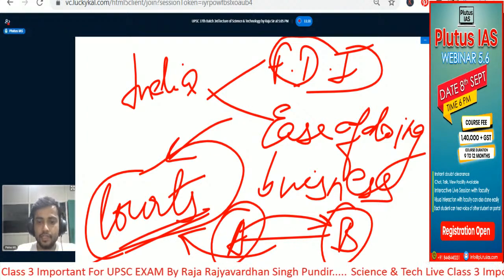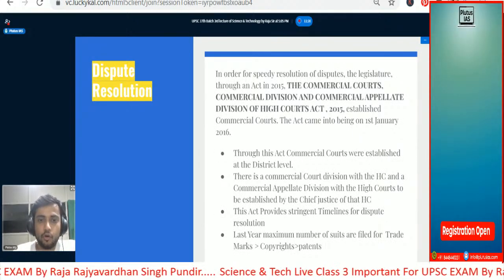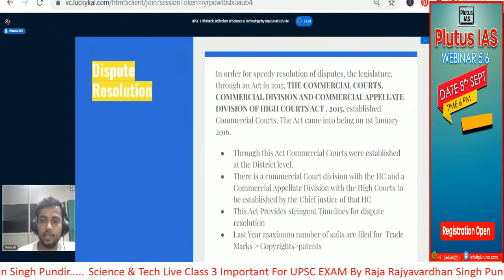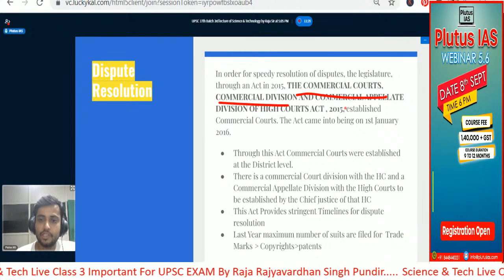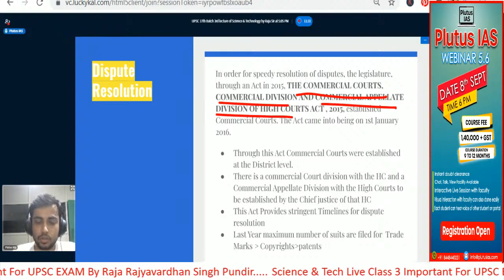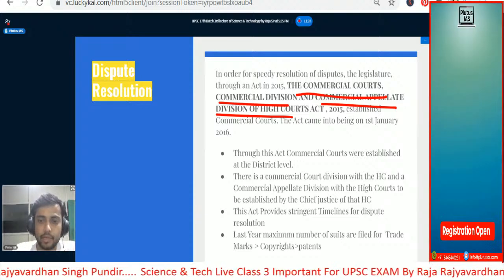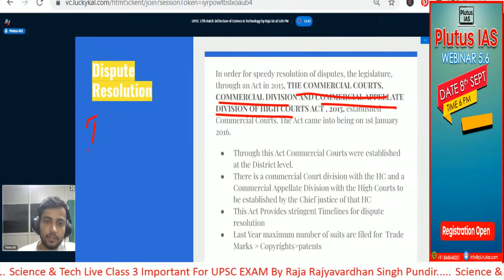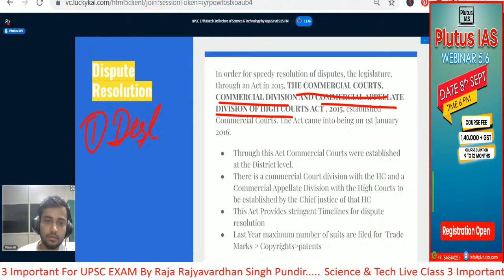So for this reason, in 2015, the Parliament of India passed a law, the Commercial Courts, Commercial Division, and Commercial Appellate Division of the High Courts Act. This law was passed in 2015 by the Indian Parliament, and by this act, three things were established. One was the district commercial courts.